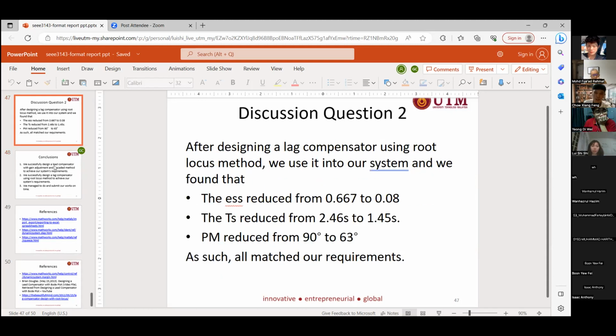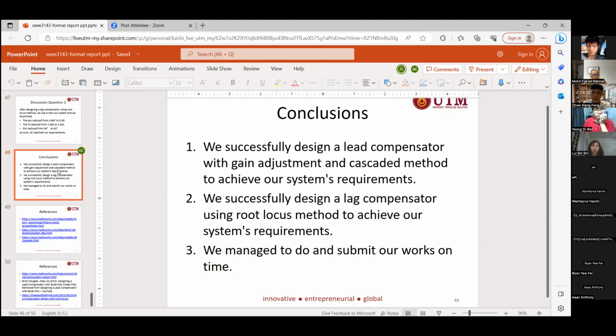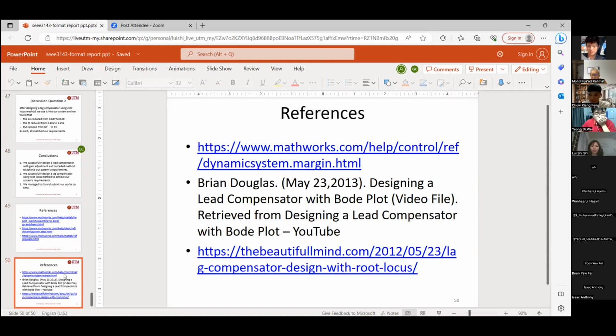In conclusion, we successfully designed and applied a lead compensator in the question and achieved our requirement, and also we successfully designed and applied a lag compensator using the root locus method in order to achieve our requirement. Lastly, thank you.